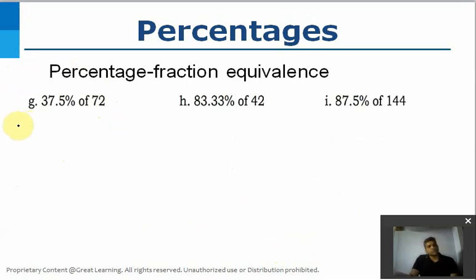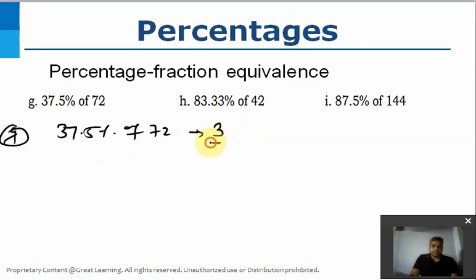And let's move to G. We have to find out 37.5% of 72, and I know my 1 by 8 was 12.5%, and I know 12.5 into 3 is 37.5. So 1 by 8 into 3 will become 3 by 8. So 37.5% is nothing but 3 by 8 of what? Of 72. 8 9s, and I'm getting 27 as an answer.